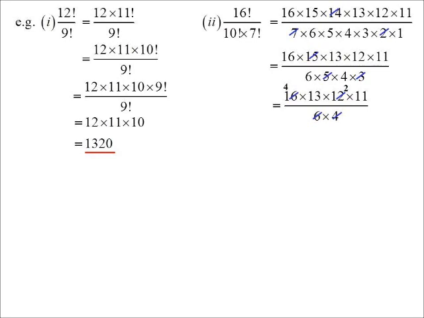Well, 6 goes into 12 2 times. And 4 goes into 16 4 times, so I'm left with 4 times 13 times 2 times 11, which is 4 times 26 times 11, which is 104 times 11, which is 1,144. Yes, that's how we used to do it without calculators. We just break down all those factors and what have you. Fortunately, you have calculators and you can do it a lot quicker.